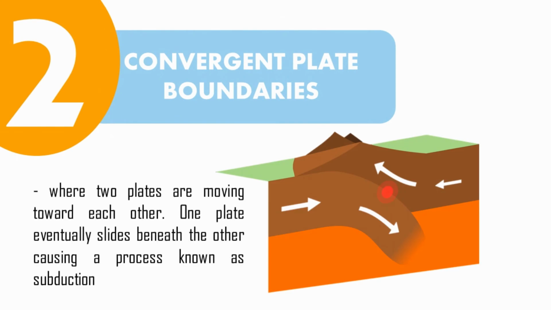Convergent plate boundaries. This is where two plates are moving toward each other. One plate eventually slides beneath the other, causing a process known as subduction. This plate boundary has three types, depending on the type of crust present on either side of the boundary, oceanic or continental. These are ocean-ocean, ocean-continent, and continent-continent.